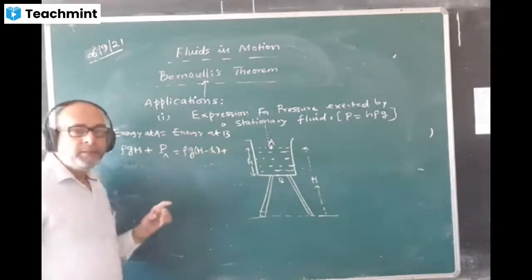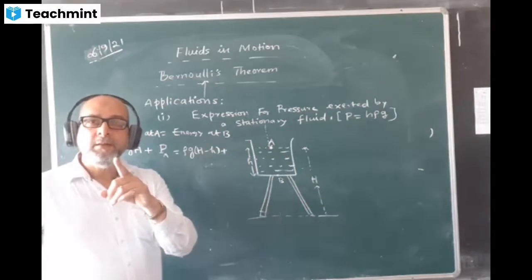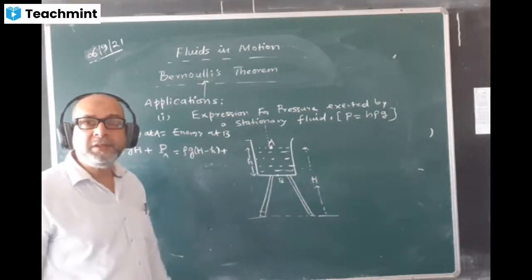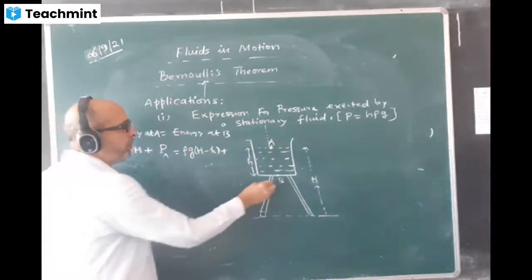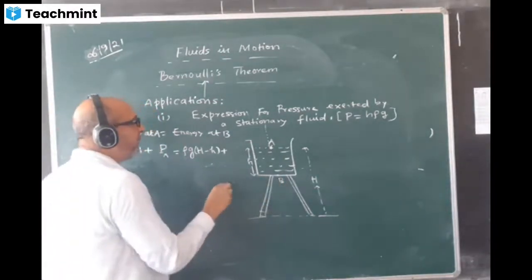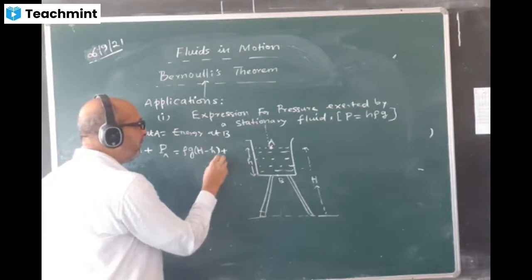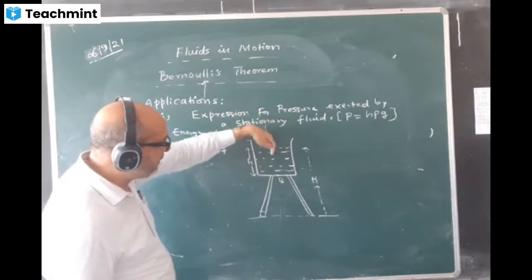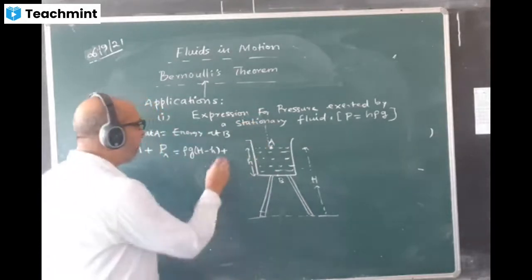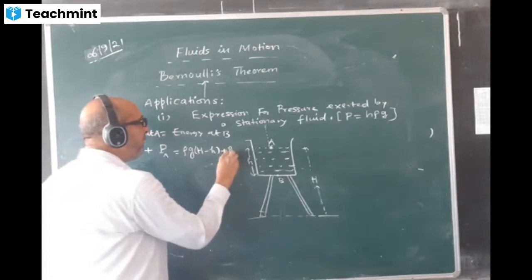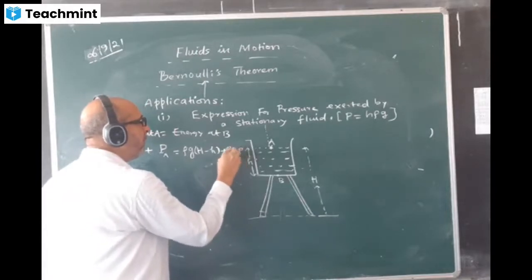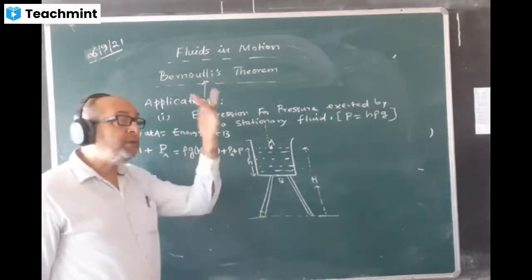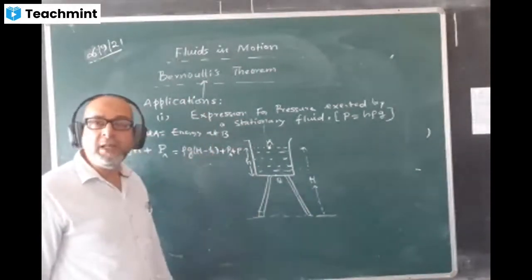Plus kinetic energy. Should I write any value for kinetic energy? No, because the liquid is at rest. What is the pressure of the point B? The pressure at point B will be the atmospheric pressure plus the liquid pressure. So I will write PA plus P, because atmospheric pressure is always there, exerting pressure all the time throughout.